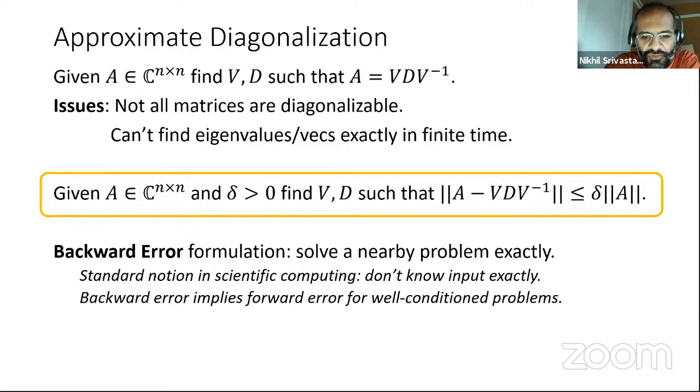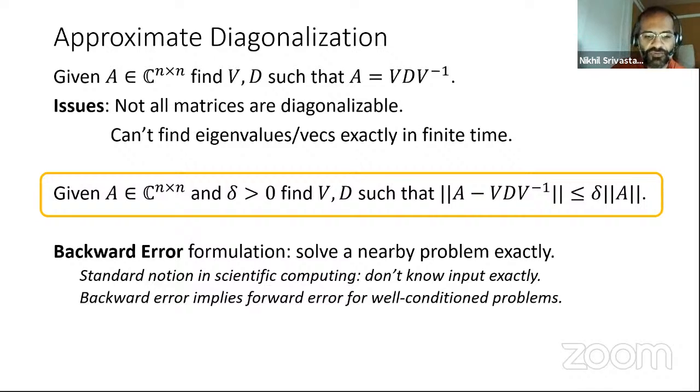And as I'm sure people in this audience know better than I do, if you have a well-conditioned problem, then having a good backward error implies a good forward error as well. So that's the statement of the problem. Any questions about the statement?